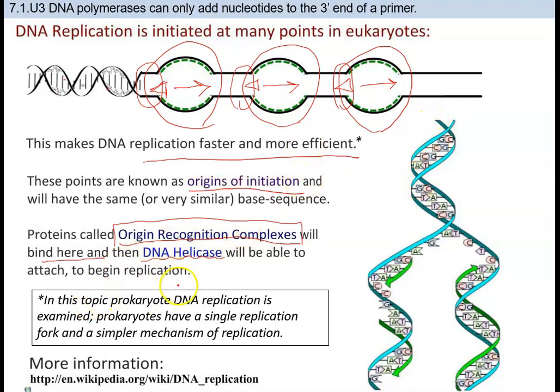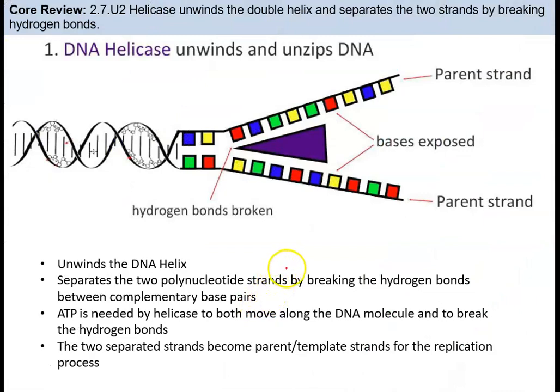Okay, in this topic, prokaryotic DNA replication is examined. So once you see these slides, all of them are discussing prokaryotic DNA, not eukaryotic. And prokaryotes have a single replication fork, and they have a simpler mechanism for replication, not the same as eukaryotes. This is a helicase. The helicase has started in this picture from right to left.